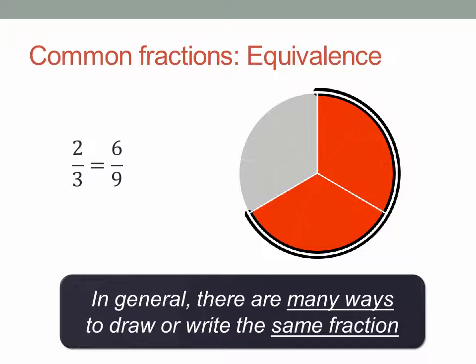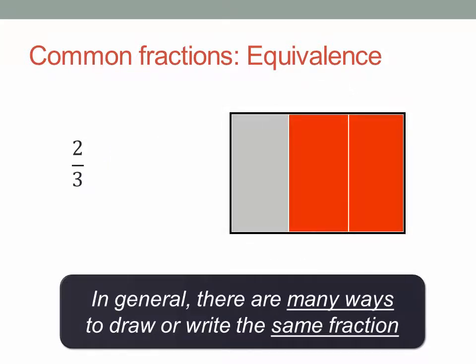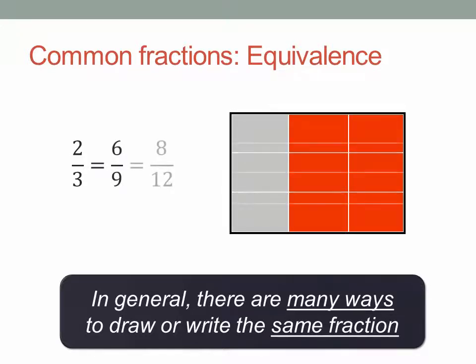Or go back to 2/3 again, and now break up the circle into 12ths. Each of my original thirds has now become 4 pieces. How many 12ths do I have? 8 12ths. Let me draw these for you a different way. 2/3 is the same as 6 ninths and 8 12ths. Of course, there are many other equivalent fractions too.